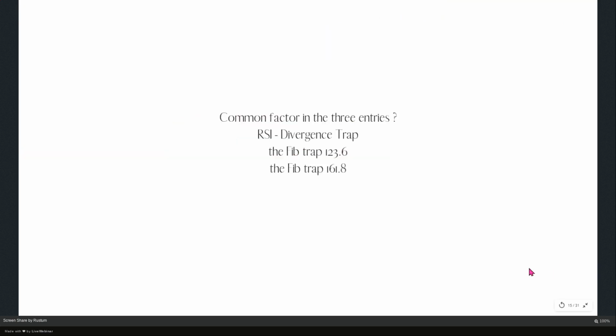Right, so the common denominator with all the entries so far is that we had follow-throughs. We had our M pattern, and all of them had a leg that followed through. So it's up, down, and then this leg followed through. Where did it follow through to before you qualify the M? It was at 123.6, or you are okay with 161.8. If it goes any further, you disqualify the M. It's still an M, but we disqualify it because it's gone too far past the 161.8.